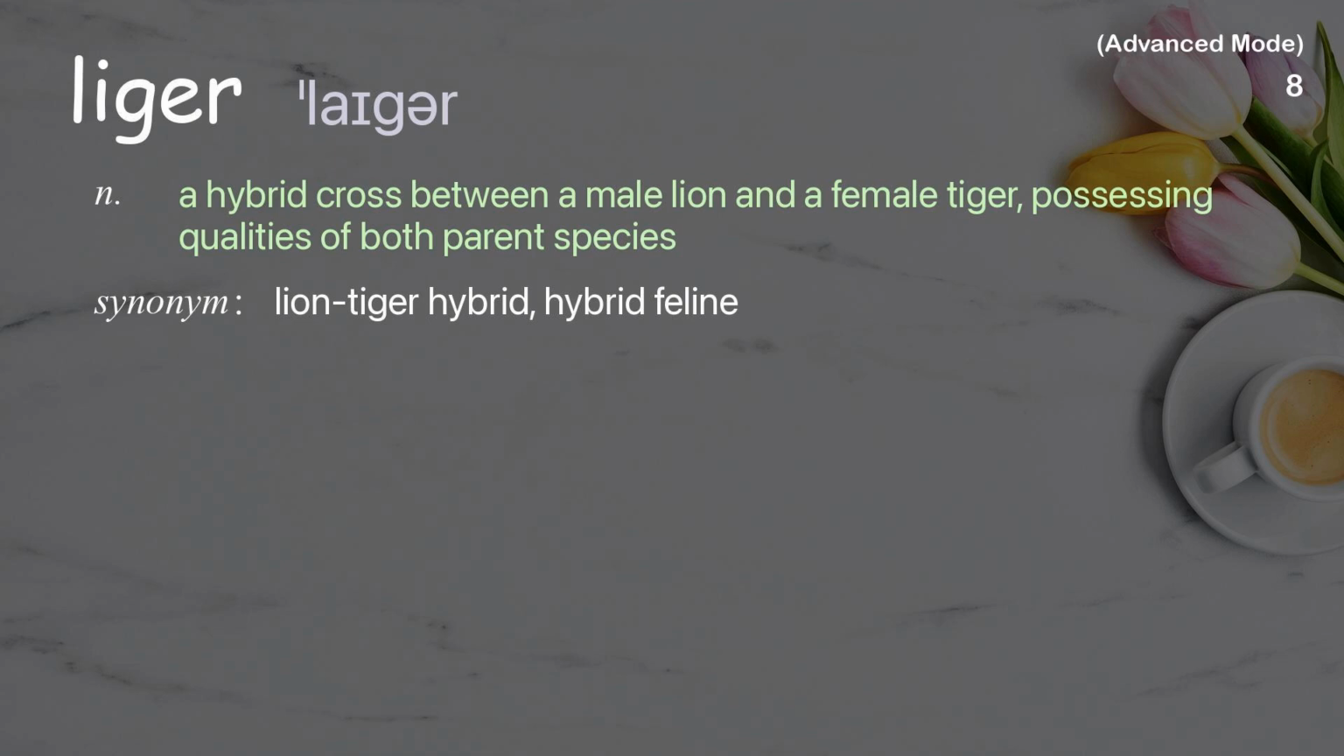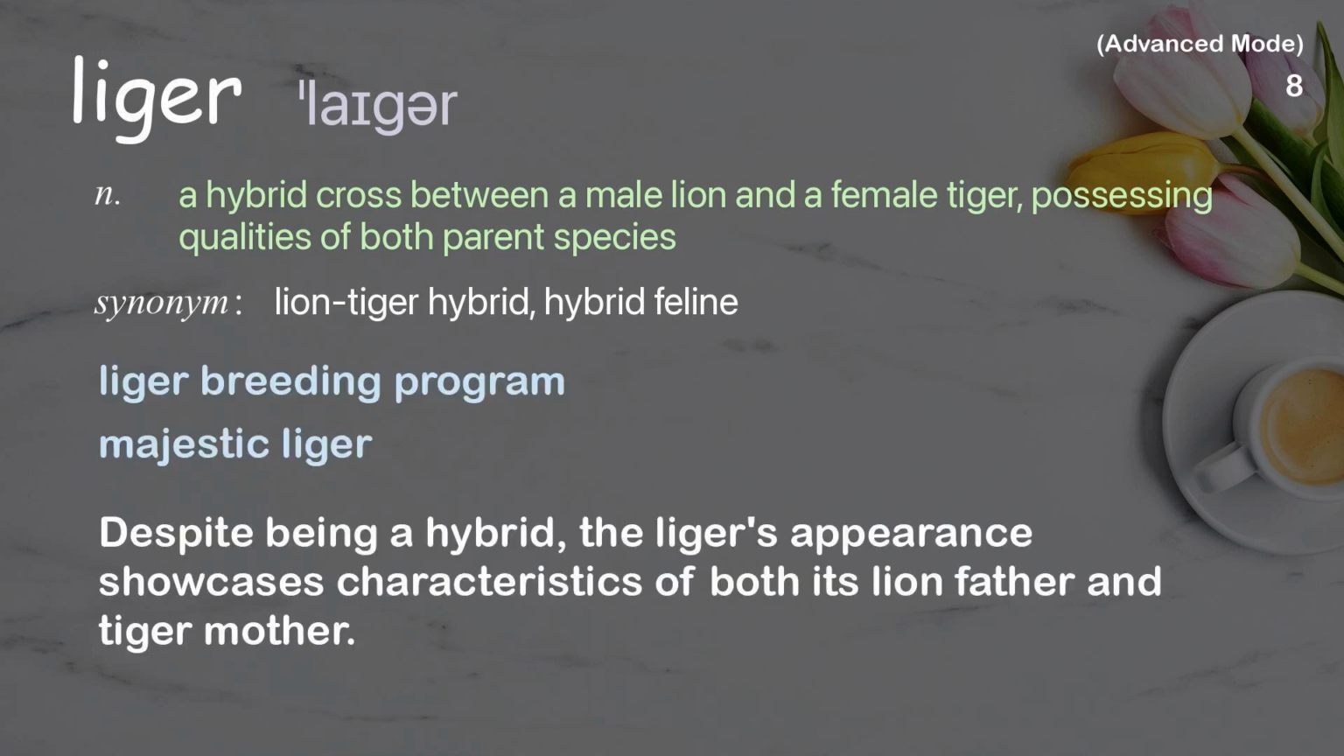Liger. A hybrid cross between a male lion and a female tiger, possessing qualities of both parent species. Examples: Liger breeding program. Majestic liger. Despite being a hybrid, the liger's appearance showcases characteristics of both its lion father and tiger mother.